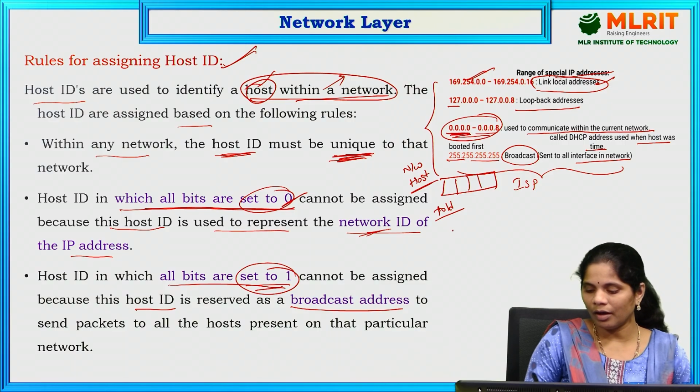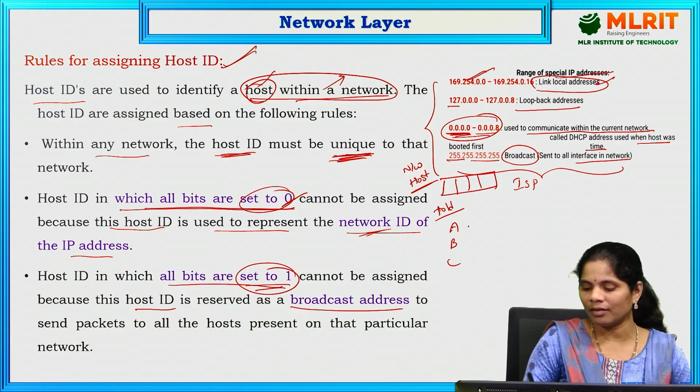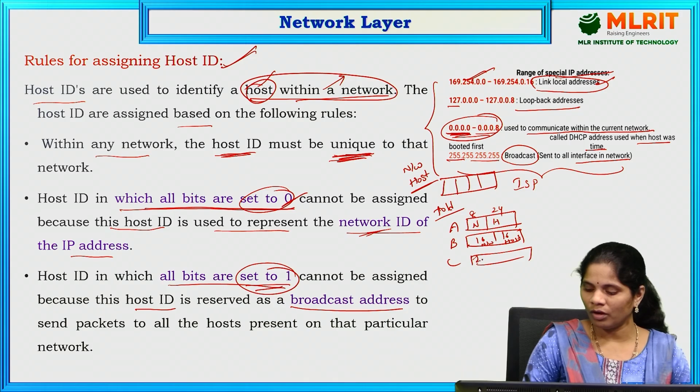We already said A, B, C classes are there. Class A has 8 and 24: this is the network part and this is the host part. Coming to B, it is 16 and 16: this is the network part and this is the host part. And coming to C, it is 24 and 8. So this is the network part, this is the host part, right?